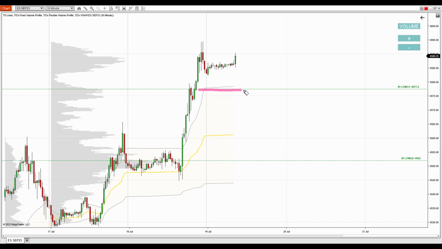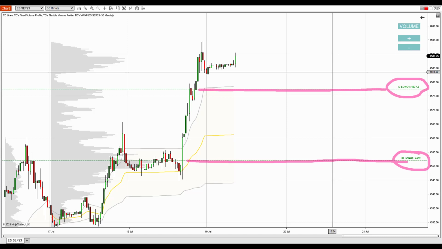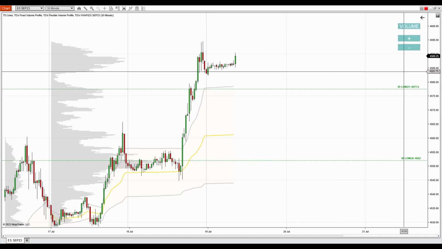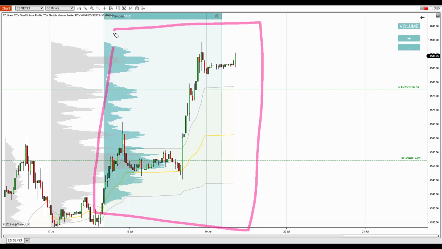The first support is at 4,577.5. The second one is at 4,552. Both those supports are based on a volume profile setup. Let me first talk about the first one. I'll use the flexible volume profile to cover this whole area where both those supports are. And the first one, this one, is based on those heavy volumes which got formed in here.